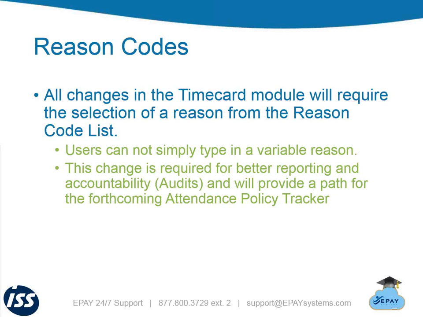And this change is required, once again, for better reporting and accountability when it comes to audits, and will provide a path for the forthcoming attendance policy tracker. So one of the things I mentioned, I think in one of the last conversations we had on this, probably early fall on one of these webinars, is that we are looking at rolling out an attendance policy tracker for everyone to use here in 2016. And one of the key things would be these reason codes and where it's going to feed off of. So it's important that the reason codes are set up correctly.